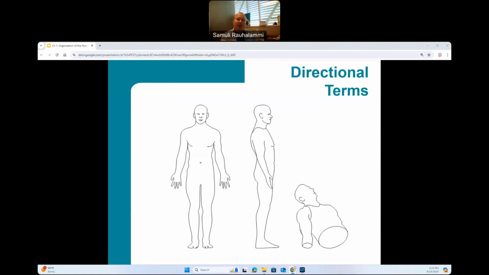I wanted to also talk briefly about directional terms. Directional terms are used to communicate the location of a body structure in relation to other structures. So a couple of terms that we're going to start with: superior and inferior. Superior refers to something that's towards the head or upper part of the structure. You could use it as an analog for something being above. Inferior instead is something that's below, so away from the head towards the lower part of the structure.